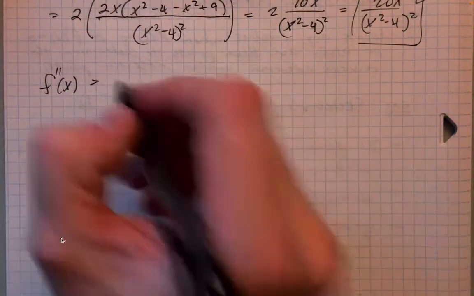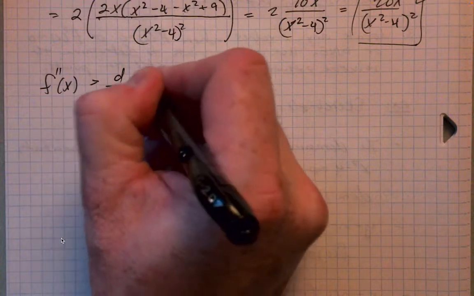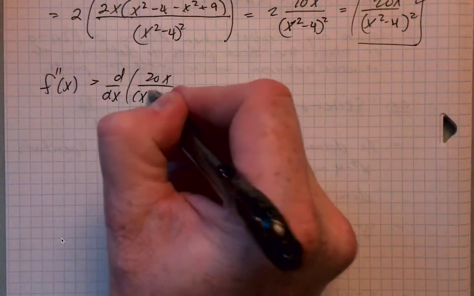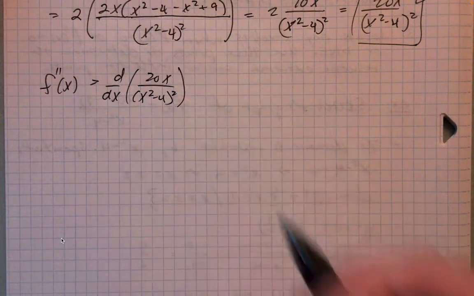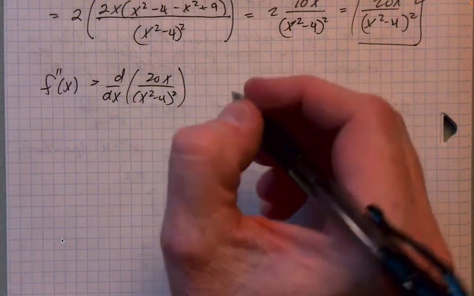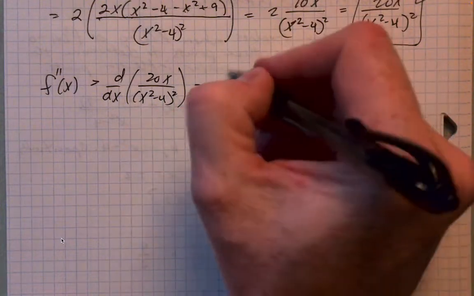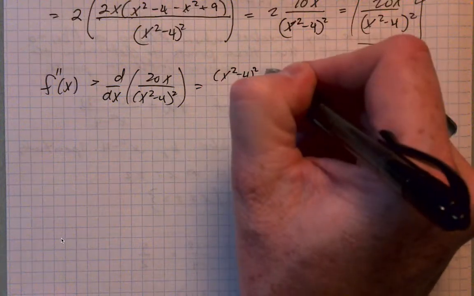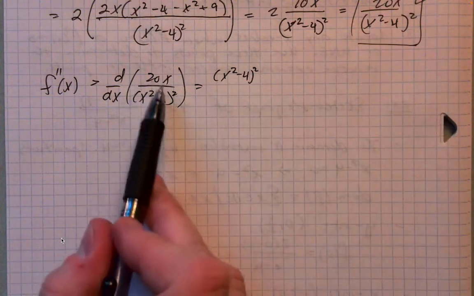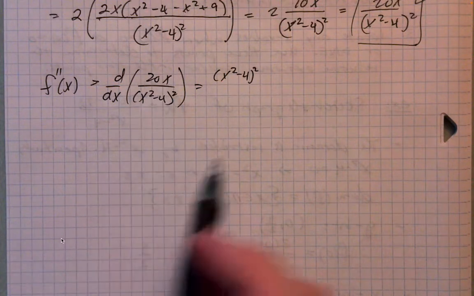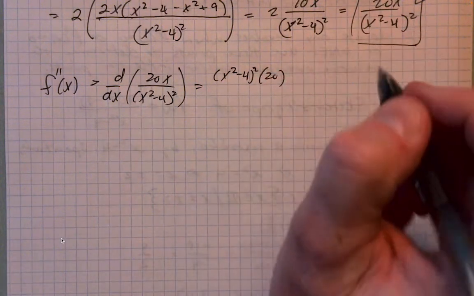So the second derivative will be the derivative of the first derivative. So it's 20x over x squared minus 4, quantity squared. Okay, and then it's the same exercise, right? The low d high minus high d low, right? So it'd be x squared minus 4 quantity squared times, and I'm just going to do it, the derivative of the top polynomial, the derivative of 20x. So it'll be times 20.